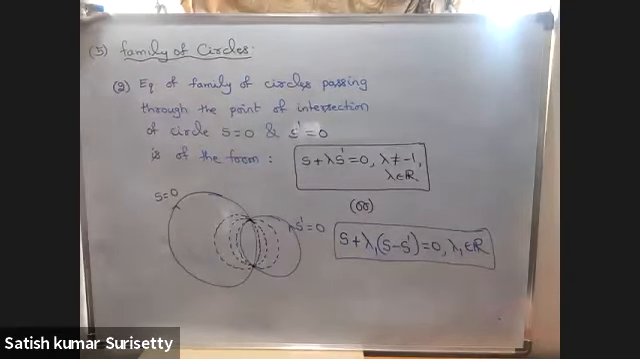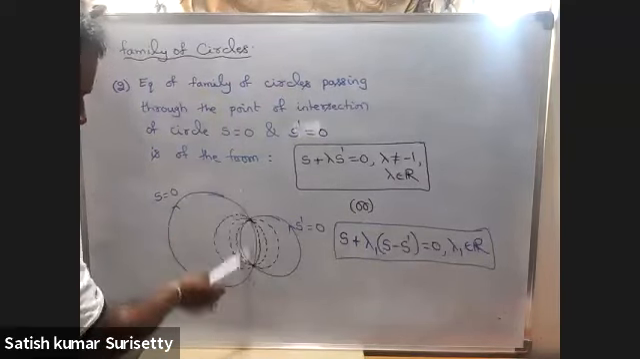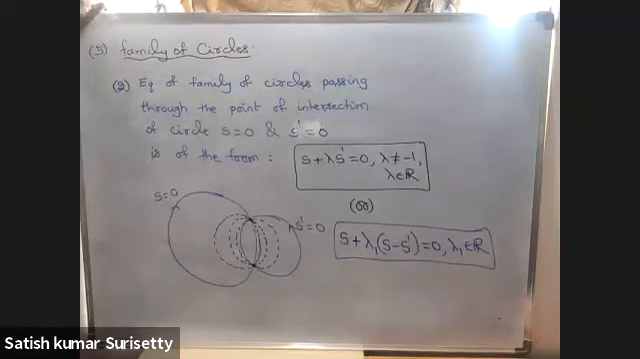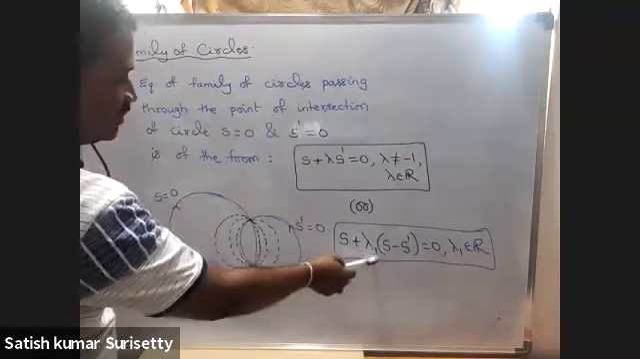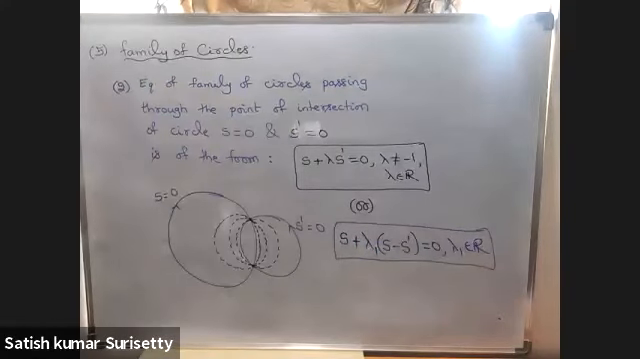Now another form is using the previous one, that is, you can calculate the common chord equation, that is S minus S dash equal to 0, and apply the previous concept, that is, S plus lambda 1 into (S minus S dash) equal to 0, where lambda 1 belongs to R.